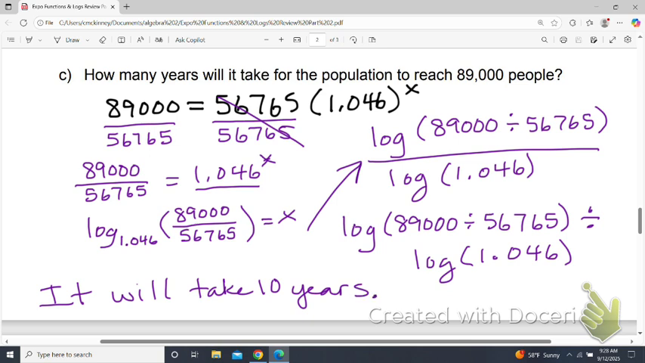It didn't ask when. If it said when, then we would add the 10 years to 2020 and say in 2030. But it just says how many years. It will take 10 years. So notice how my sentence answers that question for Part C. All right, we're nearing the end, friends.